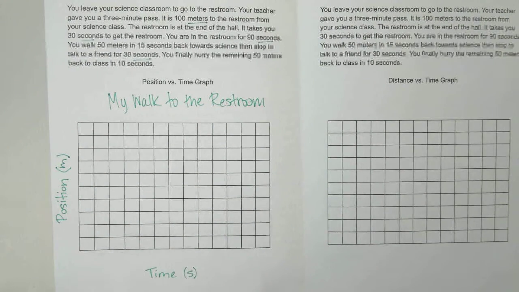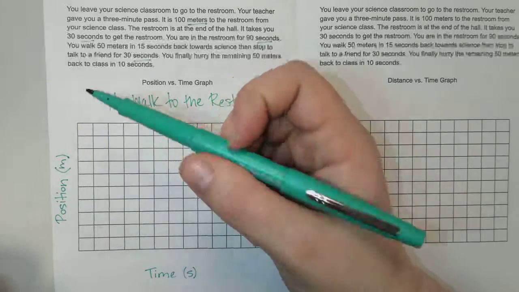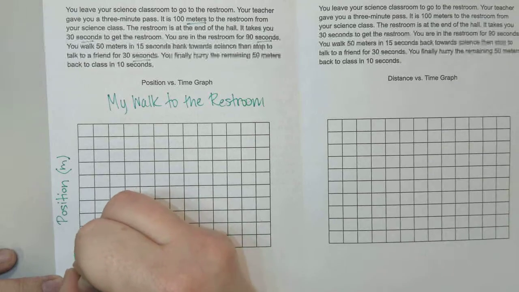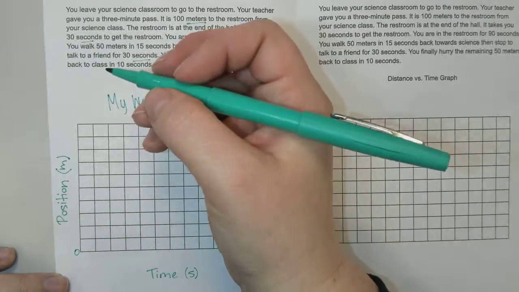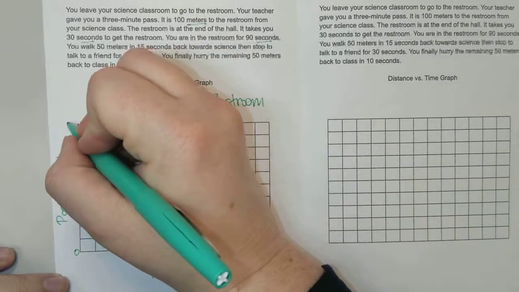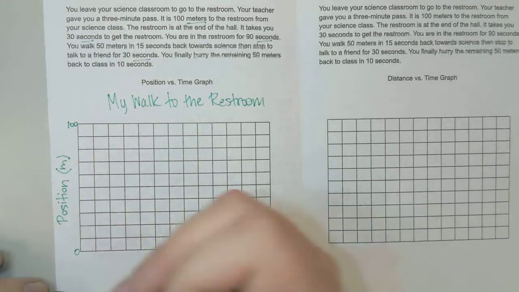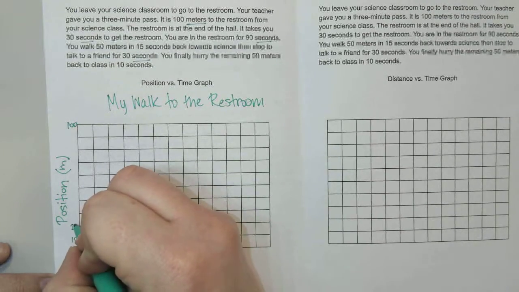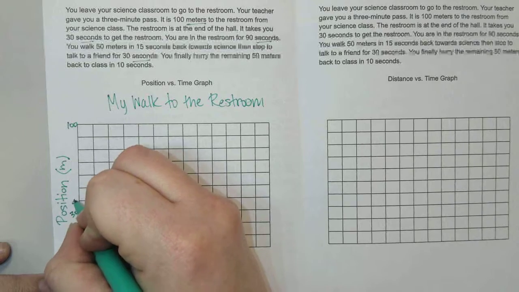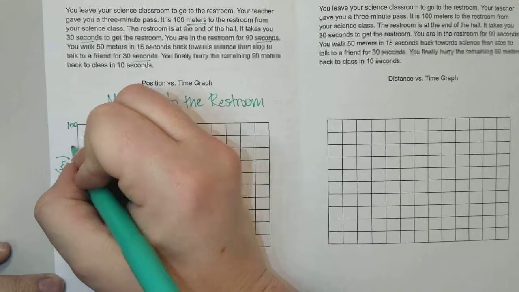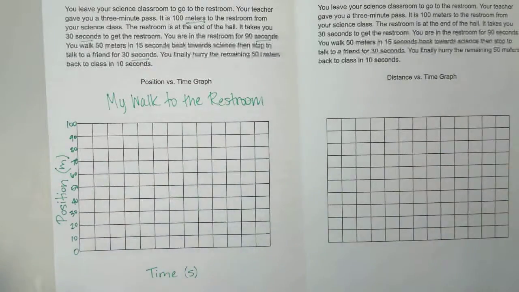Okay. We've got to figure out our scale, our minimum and our maximum values. If we think about how far we're going, it says that we're going to the restroom, which is 100 meters away. So we need to make sure that we go starting from 0 to 100. Now if you look, there's 10 lines. So that makes our interval pretty easy. 100 divided by 10 is 10. So we can count by tens. Starting at 0, 10, 20, 30, 40, 50, 60, 70, 80, 90, and 100.